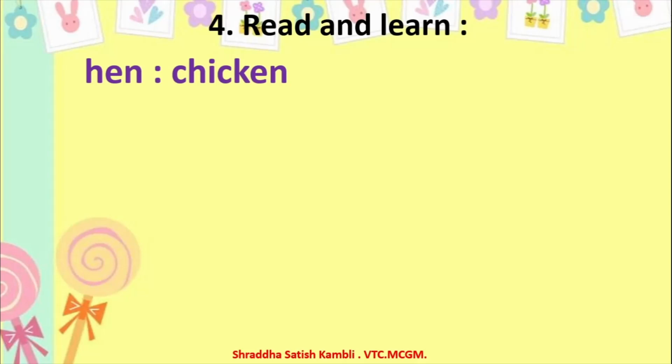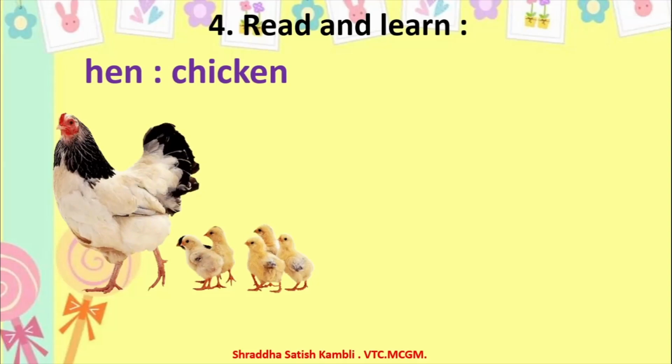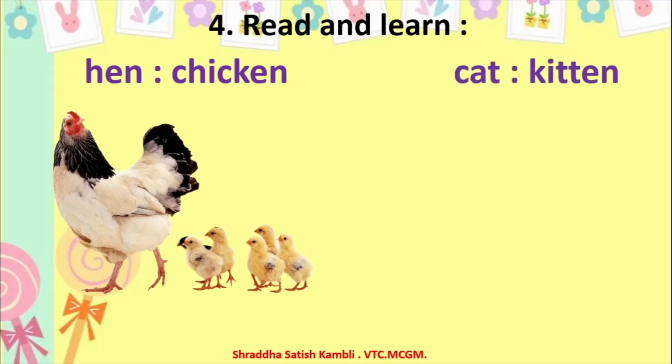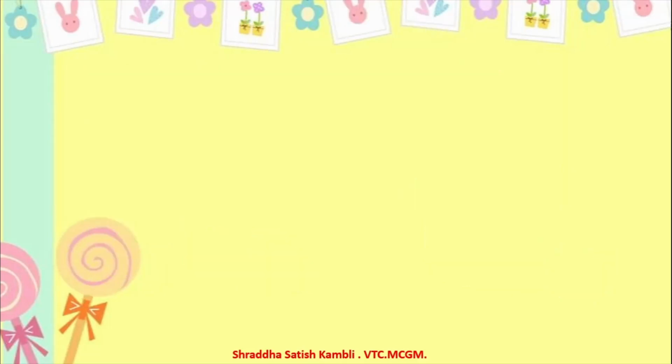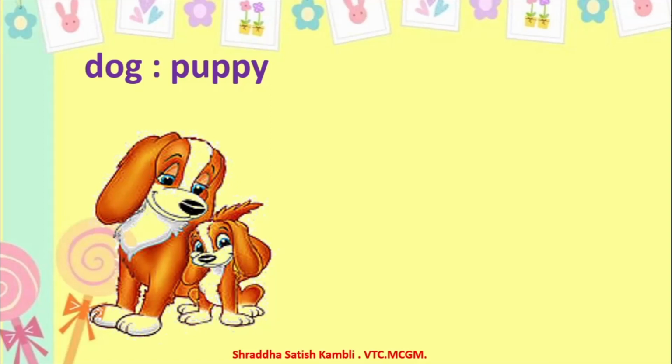Alright, now there was this last exercise where I told you we are going to look at very different types of animals and their young ones. So the young one of a hen is called a chicken. See? The mama hen and all her chickens. What about the young one of a cat? It's called as a kitten. See here? The cat and its kitten. Let us read the next one. The dog's young one or the baby of the dog is called as the puppy.